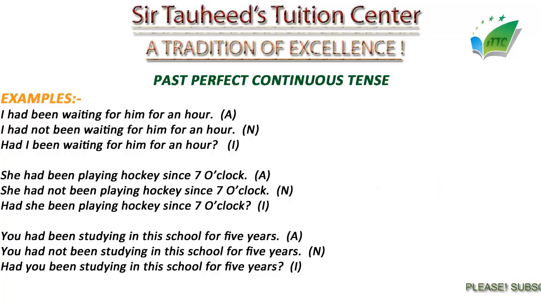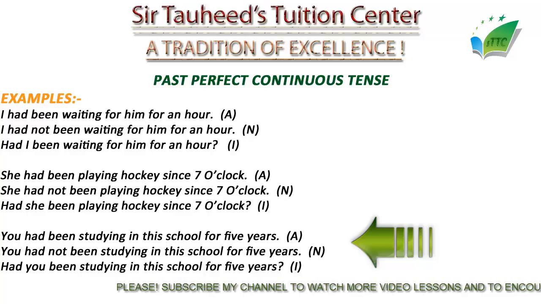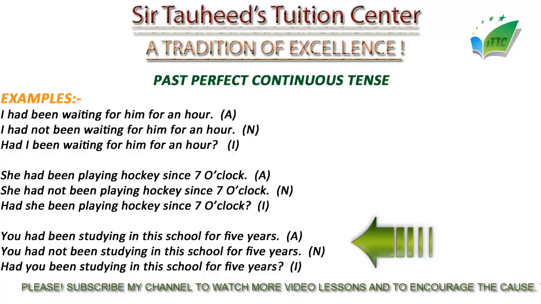Now let's have a look at the third example, which is: you had been studying in this school for 5 years. It means you were studying in this school for 5 years, means you kept studying here for 5 years, and after 5 years you left this school. You stopped studying here. You only studied for 5 years, which is a complete time of the past activity.